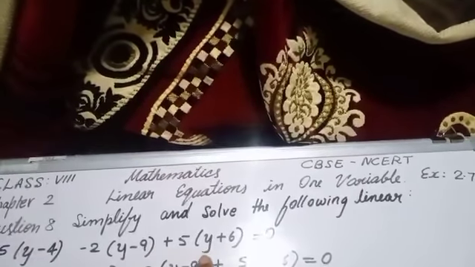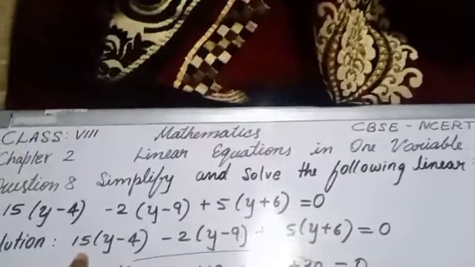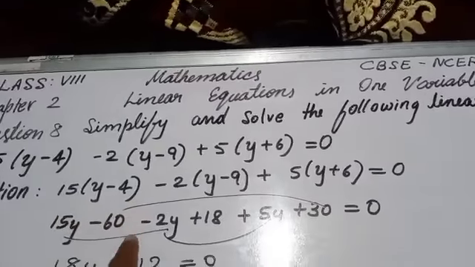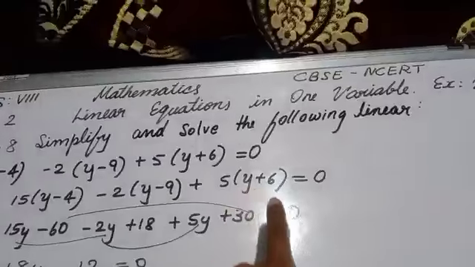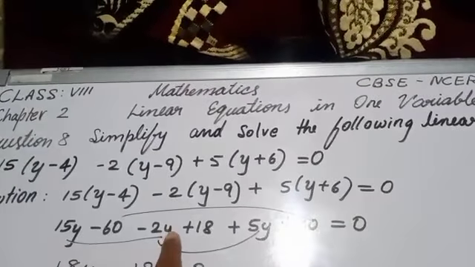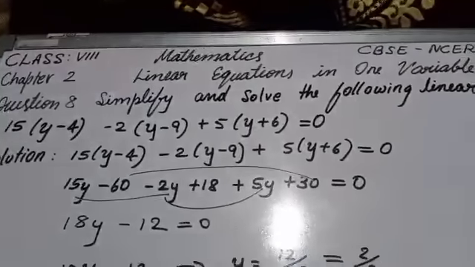Question number 8. Simplify and solve the following linear equation. Now the question is like this: 15 bracket y minus 4, minus 2 bracket y minus 9, plus 5 bracket y plus 6. So let us simplify and solve it. Let us multiply and write: 15 into y, 15y, 15 4s are 60, minus 2y, 2 9s are 18, 5y, 5 6s are 30. So after writing, we can simplify: 15 minus 2, 13y, 13 plus 5y, so you will be getting 18y.